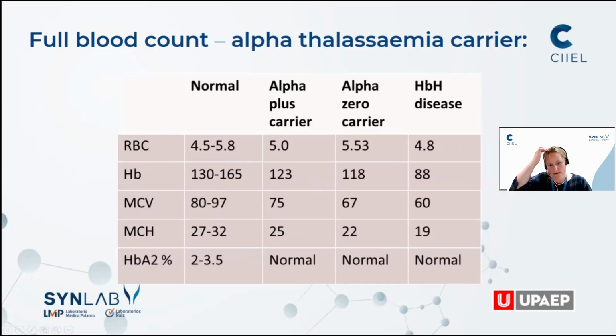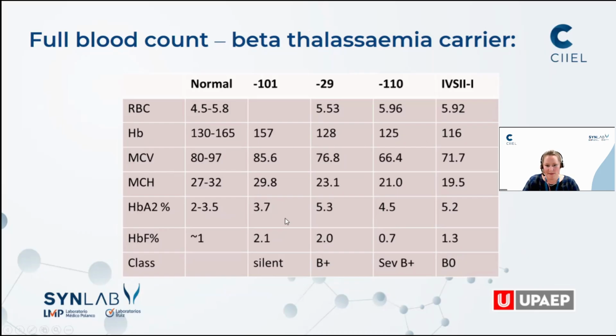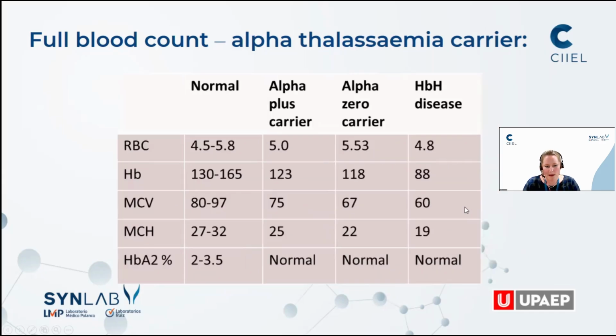And just to show you how that distinguishes with the alpha thalassemia carriers, the key difference is the normal hemoglobin A2. In all the beta thalassemia carriers, I'll just go back, they have a slightly raised hemoglobin A2 level, but the alpha thalassemia carriers all have normal hemoglobin A2, but they still have this reduced hemoglobin level, and it gets more and more reduced as per how many alpha globin genes are affected.